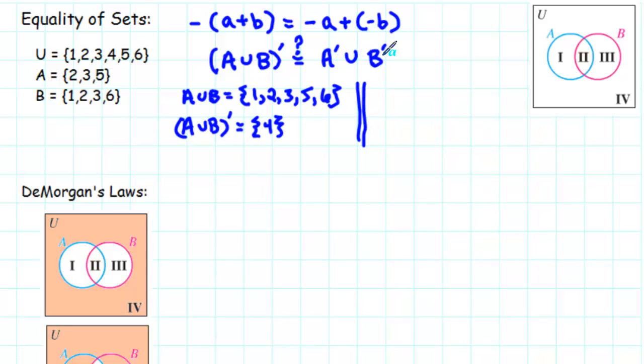What about A complement union B complement? Let's take it one step at a time. First of all, we'll find A complement. So we take 2, 3, and 5 and cross them off of the universal set, and that leaves us with 1, 4, and 6. For B complement, we take away 1, 2, 3, and 6. That leaves us with just 4 and 5.